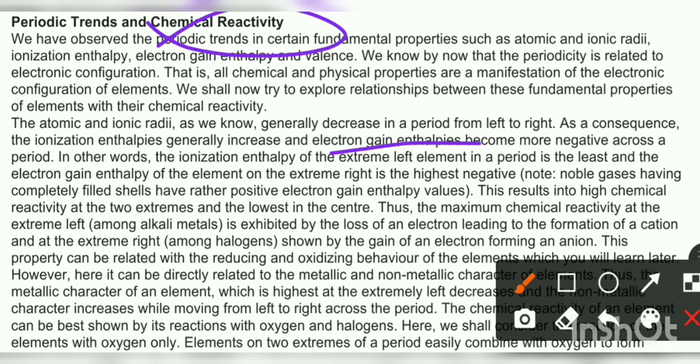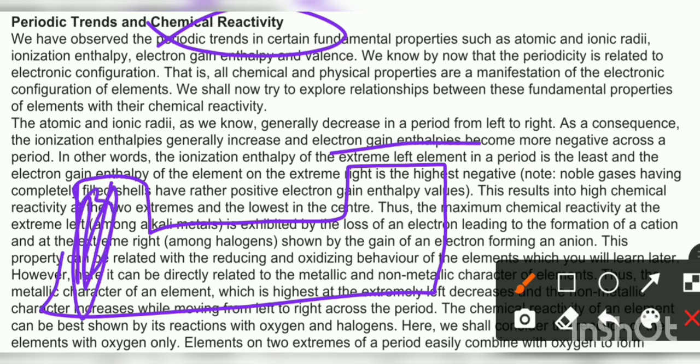So based on the more electronegativity, more ionization enthalpy, less ionization enthalpy, we observe different kinds of reactions in different types of elements. So because of the less ionization enthalpy, okay, where we observe less ionization enthalpy here, the elements present on the left side of the periodic table show lower ionization enthalpy, and electronegativity is less.